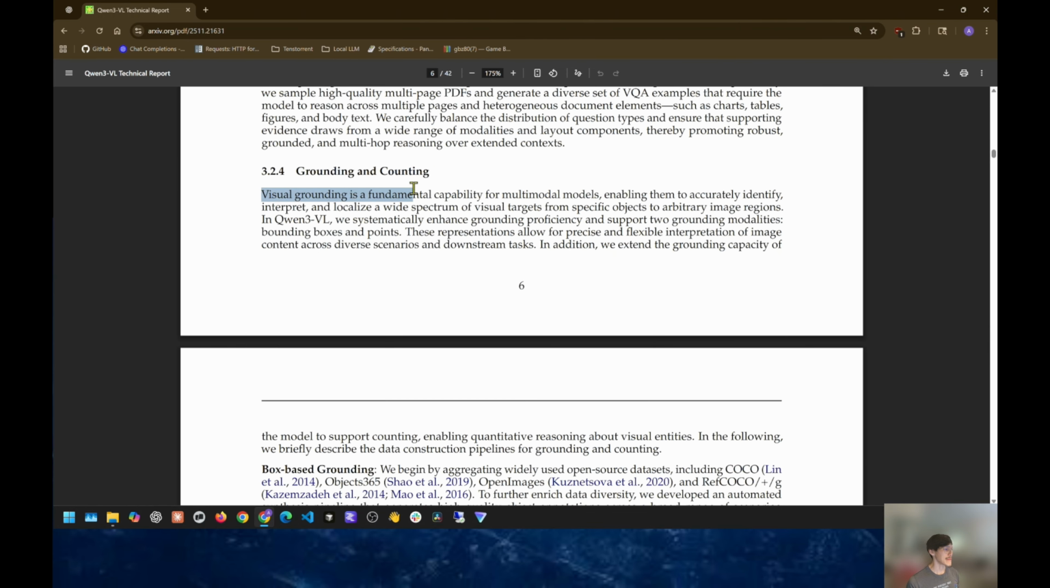Visual grounding is a fundamental capability for multimodal models, enabling them to accurately identify, interpret, and localize a wide spectrum of visual targets from specific objects to arbitrary image regions. In Qwen3 VL, we systematically enhance grounding proficiency and support 2 grounding modalities, bounding boxes and points.